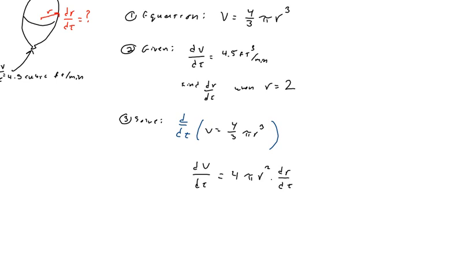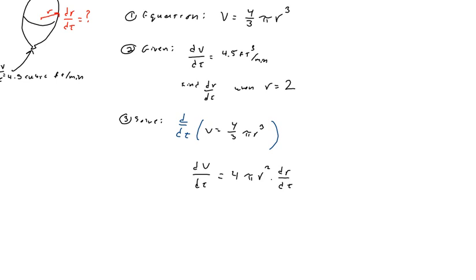Good with that so far, everybody? Take our derivative with respect to time. dV/dt equals 4 pi r squared dr/dt. Now that we have our derivative, that process is done, we simply plug in all the known information.